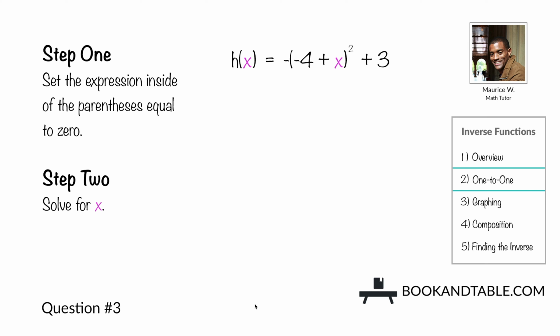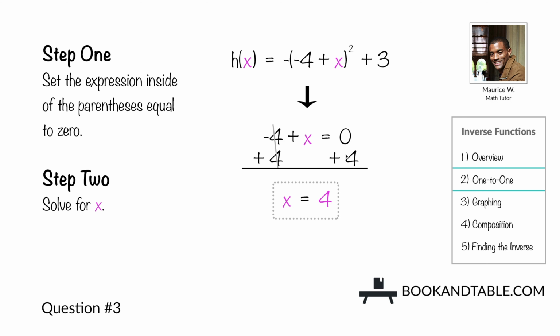Let's now have a look at question number 3. We're given the function h of x is equal to negative 1 times (negative 4 plus x) squared plus 3. So step 1, set the expression inside of the parentheses equal to 0. That gives us negative 4 plus x is equal to 0. And now step 2, solve for x. So we'll do so by adding 4 to both sides, showing us x is equal to 0 plus 4, which is 4. So this is where the line of symmetry exists for the parabola.